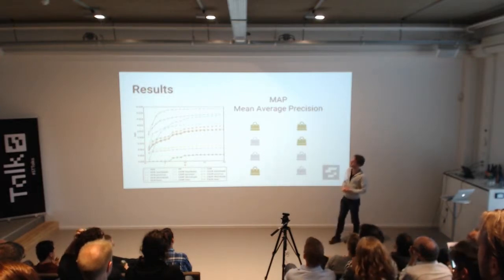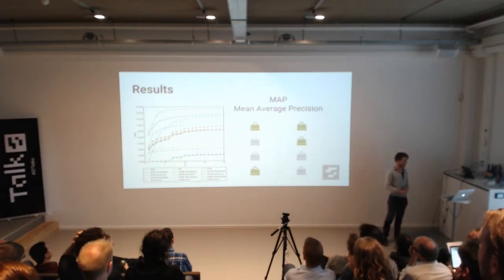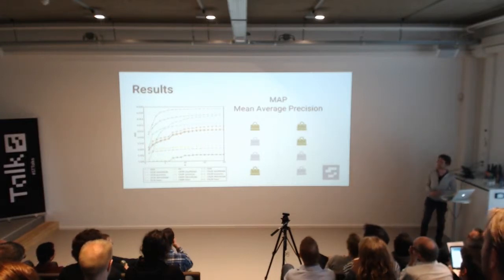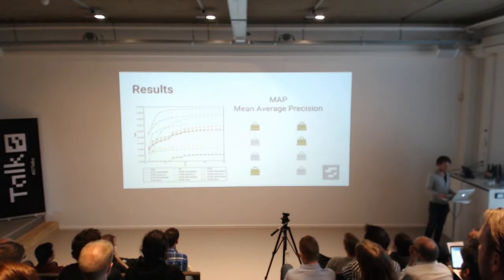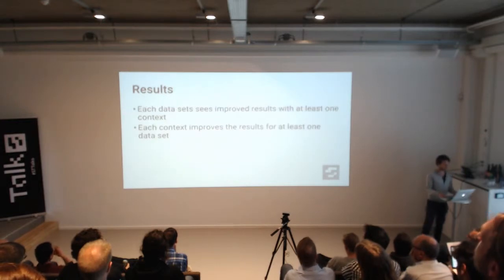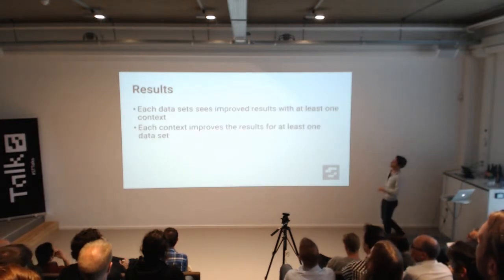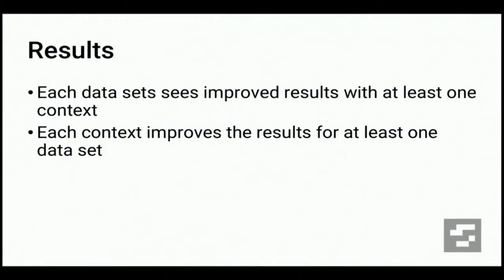And that's what the mean average precision also takes into account. So the right-hand list actually gets a better value than the left-hand list. So what were the results? I won't bother you with all these graphs for all the different algorithms and data sets, but the results were basically that each data set saw an improved result when using one of the contexts, and each context improved the results for one data set.